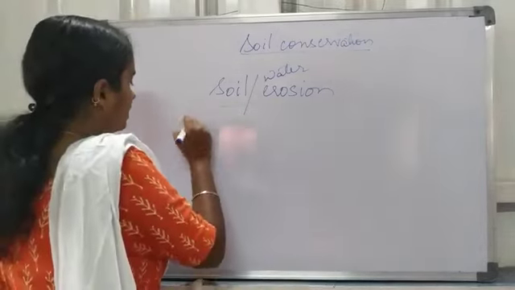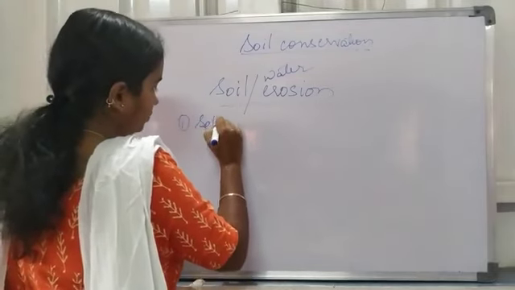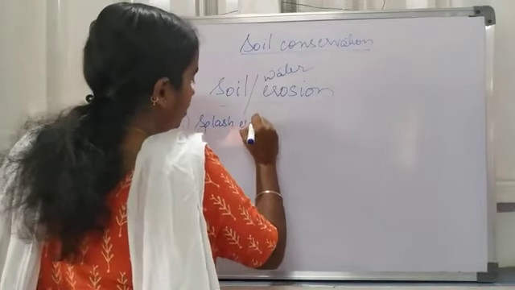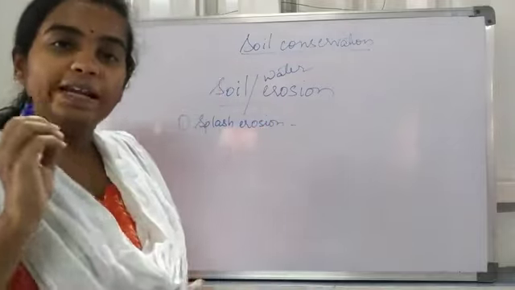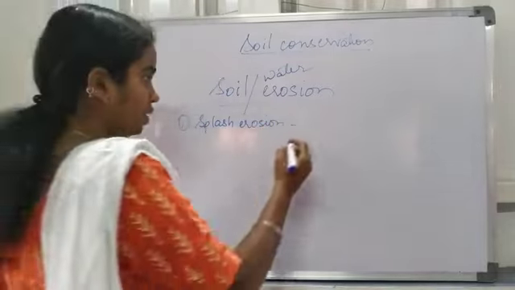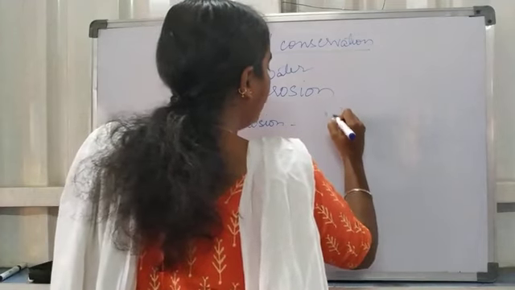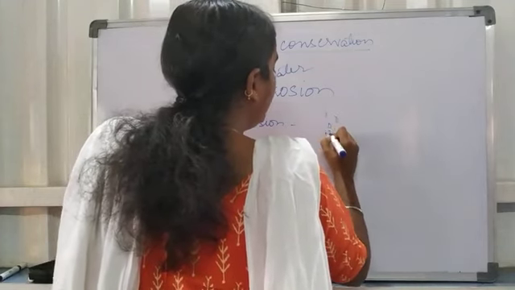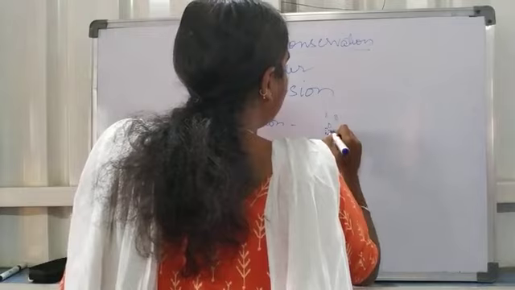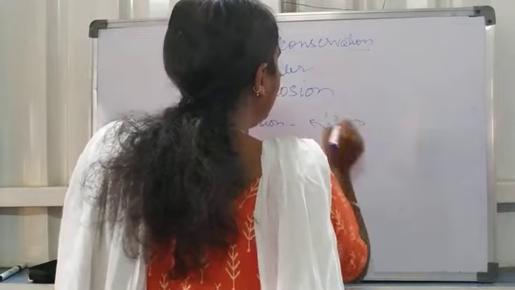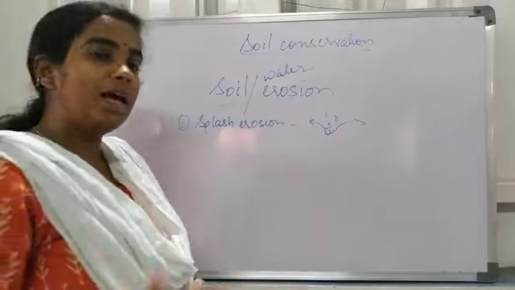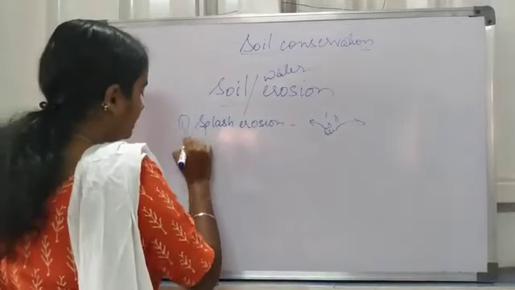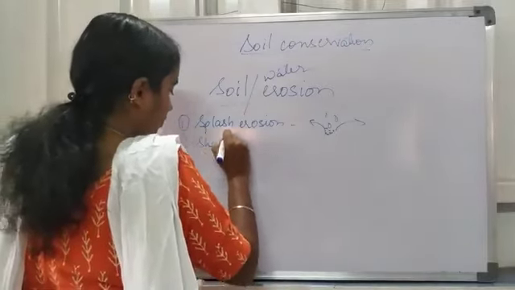First form is the splash erosion. Splash erosion is nothing but the beating action of the raindrops. When raindrops are falling onto the soil, they will disturb the soil particles, and the soil particles will jump away. That is splash erosion. And the second one is the sheet erosion.